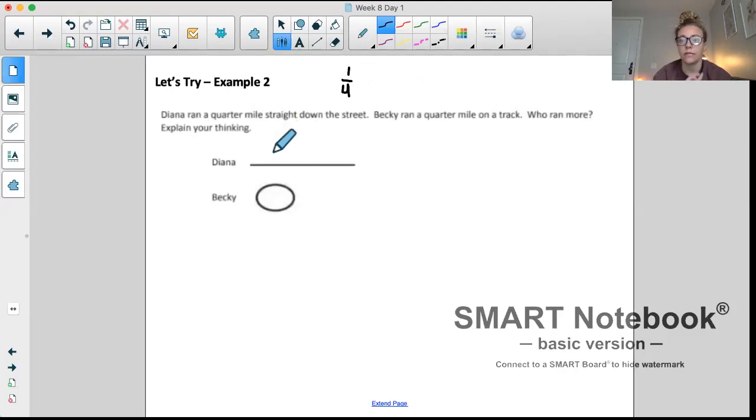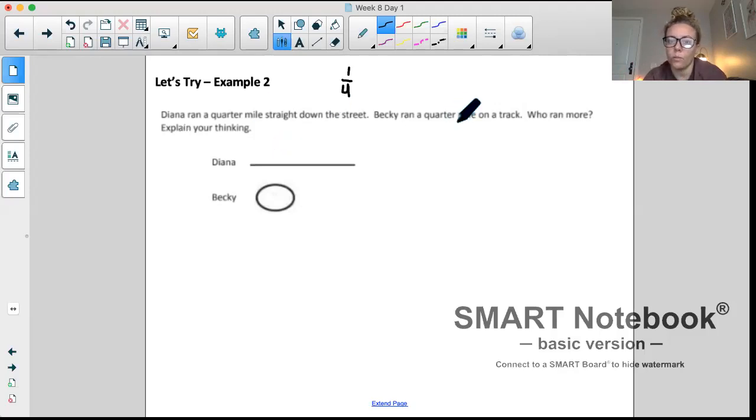So Diana went outside. She just ran in a straight line down the street. Becky went to a track. Usually the tracks go around like a field. You see them at a lot of the middle and high schools. You might have seen them before. Maybe like at Lincoln and Bell, they have a track outside around a field. I think. So they both ran 1/4 mile, but one is in a straight line and one is kind of like in a circle or an oval. Who ran more?